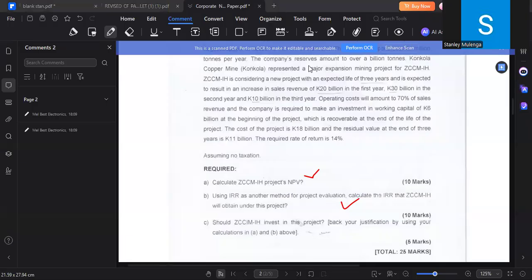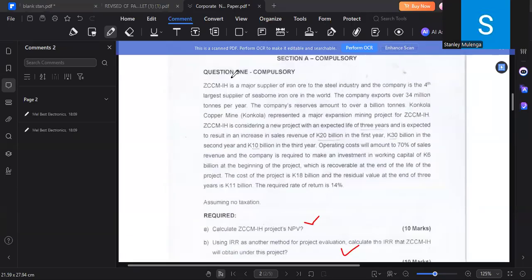Okay. All right. So now this question says ZCCM is a major supplier of iron ore to the steel industry, and the company is the fourth largest supplier of seaborne iron ore in the world. The company exports over 34 million tons per year. The company reserves amount to over 1 billion tons. Kongola Copper Mine presented a major expansion mining project for ZCCM.